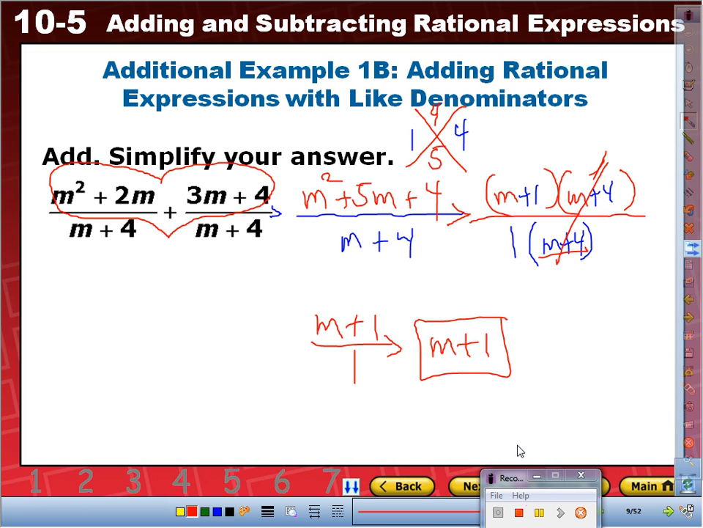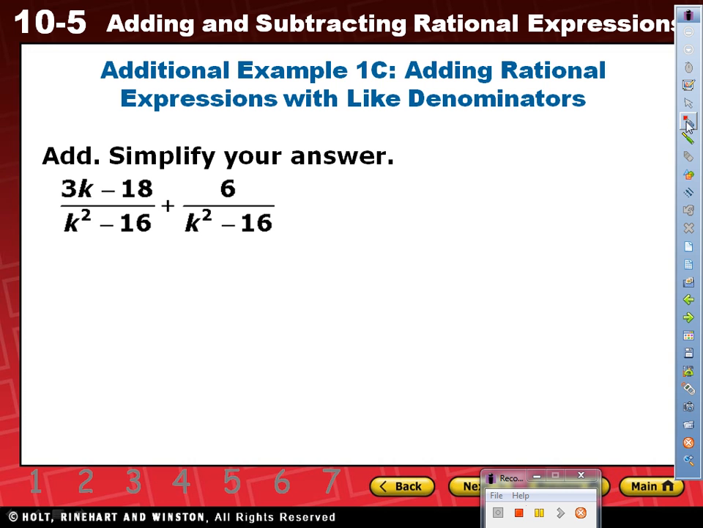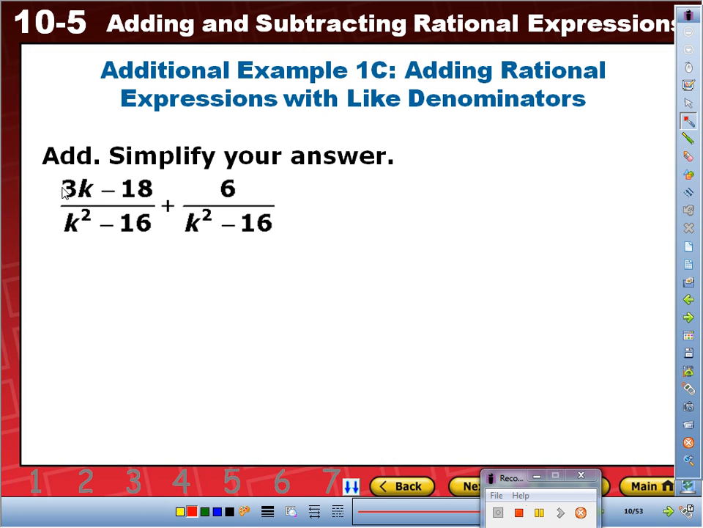Okay, example 1C. Let's do the next one, and see if you can do the next one by yourself. Here you go. We got 3k minus 18 over k squared minus 16 plus 6 over k squared minus 16. By looking at it, we do have a common denominator. However, tell your neighbor what is so particular about that denominator. That's called what? Difference of squares. That's a good hint, okay? Copy that and solve it. See how you do. Go.